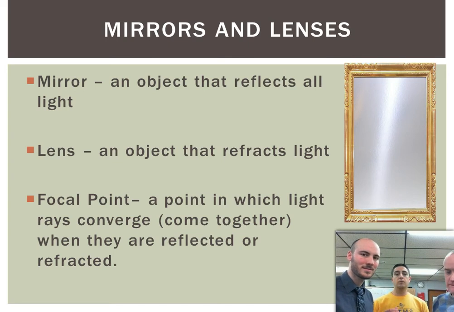Most of the time you get to what's called a focal point, which is a point in which light rays converge or come together. And that can happen when they're reflected or when they're refracted. We'll revisit that when we talk about more specific types of mirrors and lenses, and look at different details later, because that seems like a deep topic.